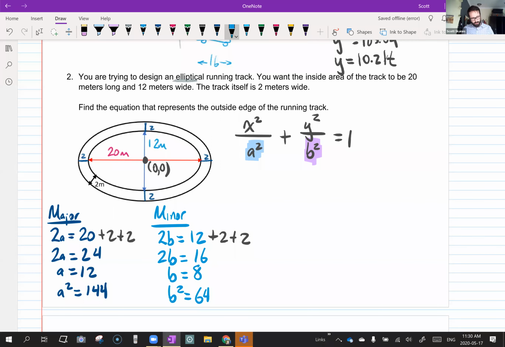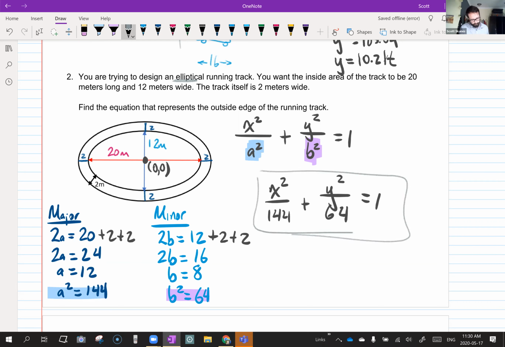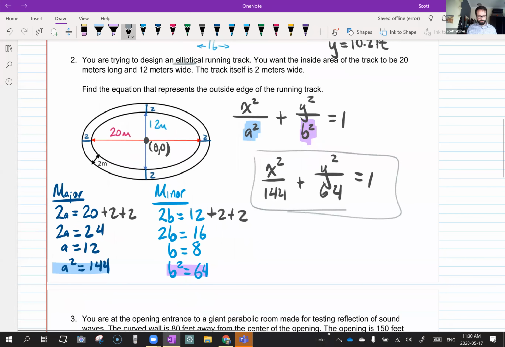We're actually done. We have a now and we have b. We just need to write it in. X squared over 144 plus y squared over 64 equals 1. And we're done. Expression's finished.